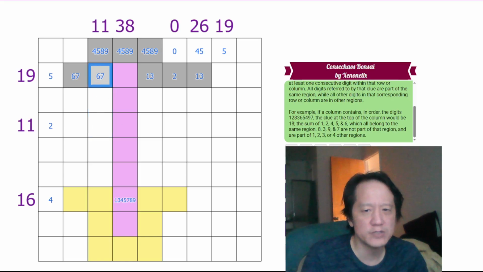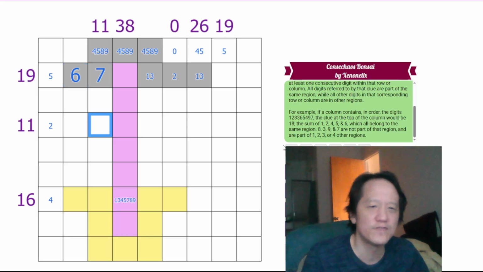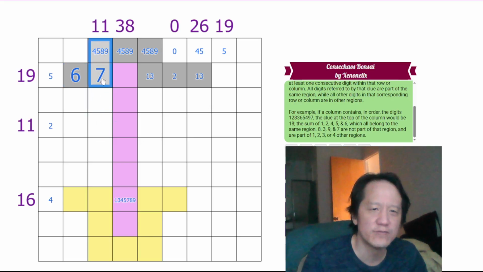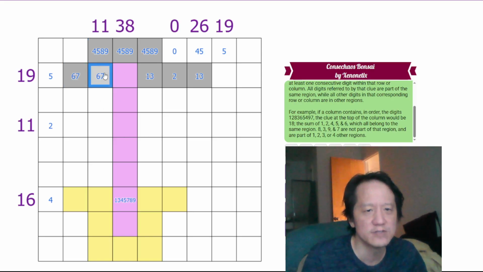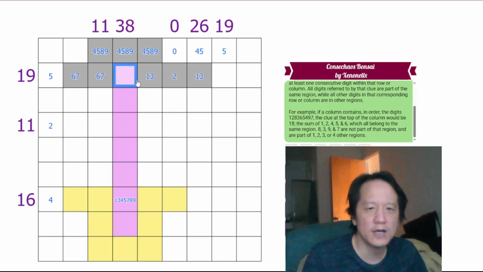Oh, this can't be 6. This would then be 7, which would make that 6. This would have to be 5 and... actually, this could be 5 and 6 right here. Never mind, that could actually be 6 and 7. 5 and 6 right there. And that's a region. Okay. This cannot be 1, 2, 3, 4, 6, 7, so it's 4, 5, 8, and 9. That's interesting.